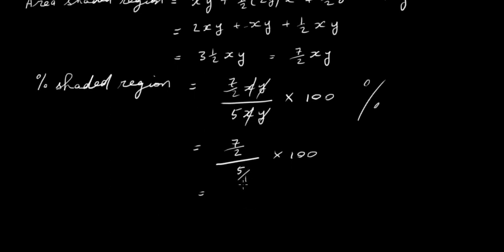So how do you divide by a fraction? You flip this upside down and multiply. So it's 7 over 2 multiplied by 1 over 5 multiplied by 100. So that gives us 7 over 10. Multiply two fractions, top by top, bottom by bottom, multiplied by 100. So that 7 over 10 is 0.7 multiplied by 100. So that gives me 70%. So the percentage of the shaded region is 70%. Okay, so that's it for question 2. Questions 1 and 2, in fact.